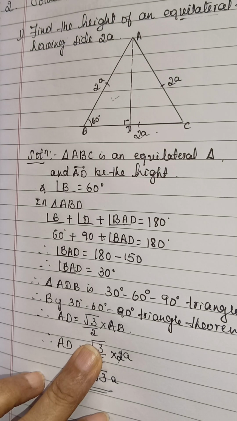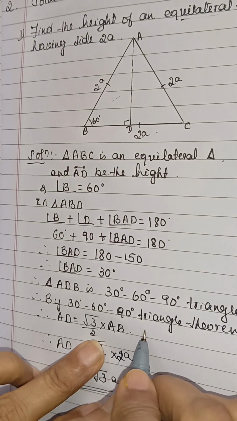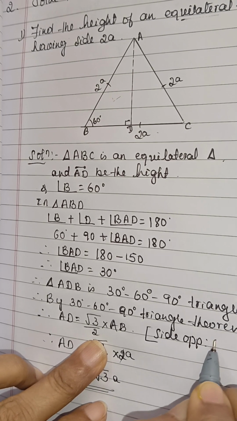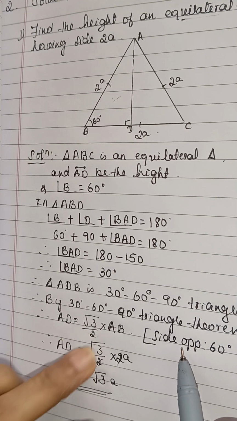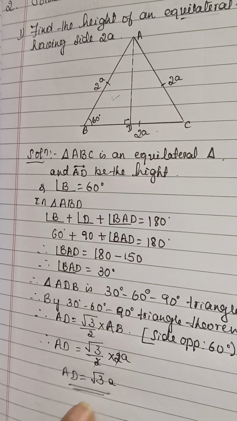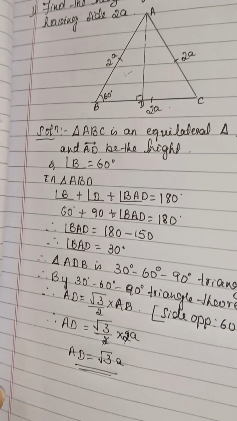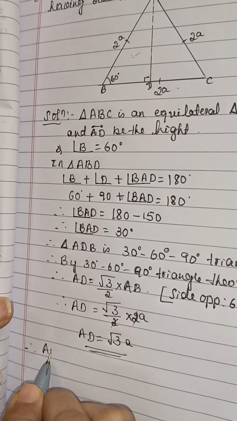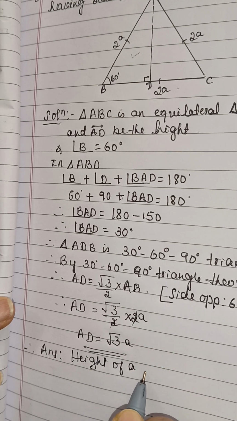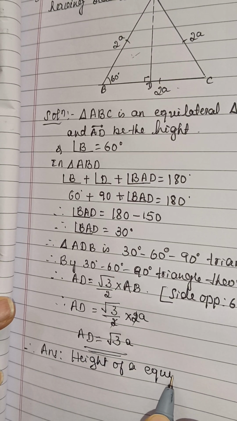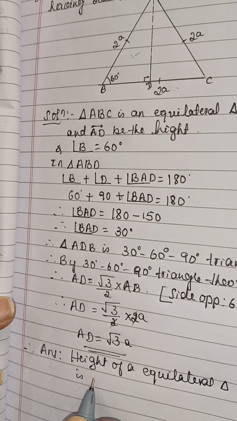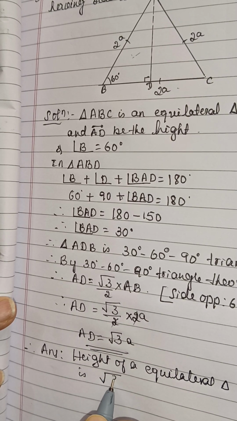This formula is for the side opposite to 60 degrees. So AD is root 3A. Therefore the answer is: the height of an equilateral triangle is root 3A.